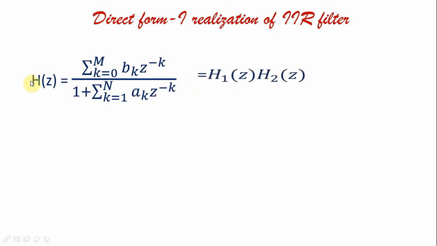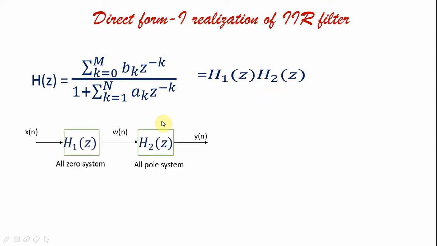So this H of z is split into a cascade of two transfer functions H1 of z and H2 of z, and in the block diagram it's written like this. H1 of z and H2 of z are connected in cascade. Input to the whole system is x of n and output of the whole system is y of n, and output of the first subsystem is w of n, which is the intermediate output.